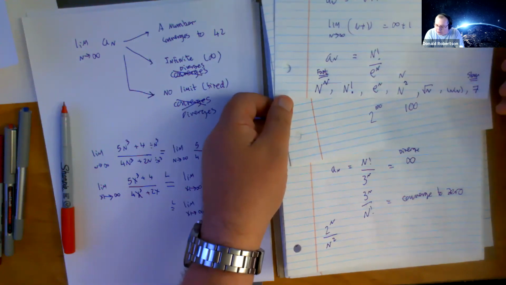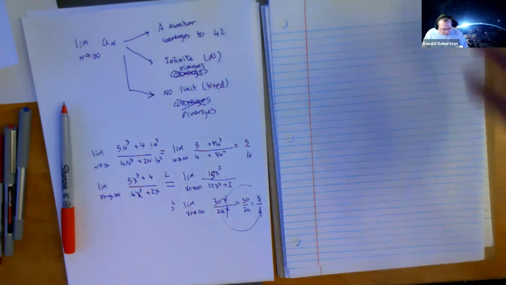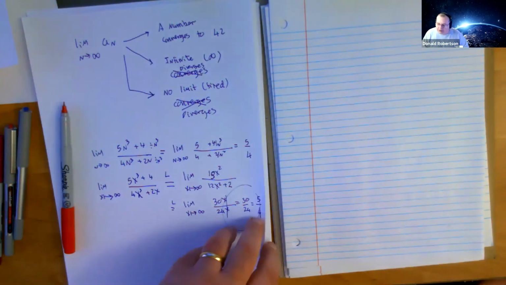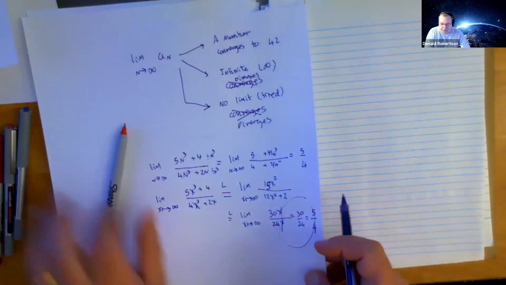Are we good on limits of sequences? You want to see some more examples, or do you feel comfortable about how to find the limit of a sequence and converges or diverges? I got one thumbs up. Have I got any thumbs down? Last chance. Oh, I got tons of thumbs up. I'm good. I'm happy. Okay.